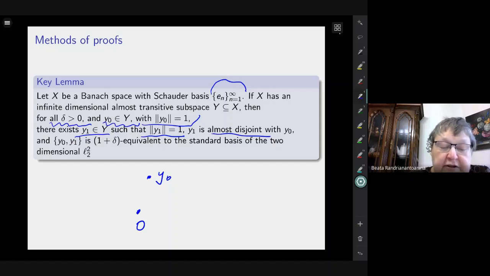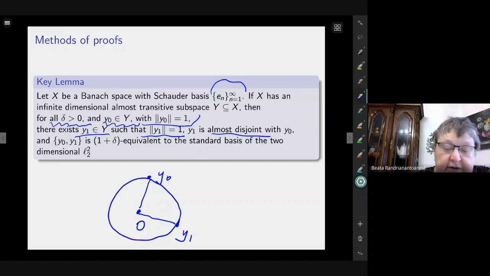which is such that the two of them together, so this will be y0, I am drawing it like this, and when I draw this circle, it looks like the standard two-dimensional L2 circle, up to delta. Trust me that this is my best approximation of the standard Euclidean circle. We say this happens as long as X has an infinite dimensional almost transitive subspace.